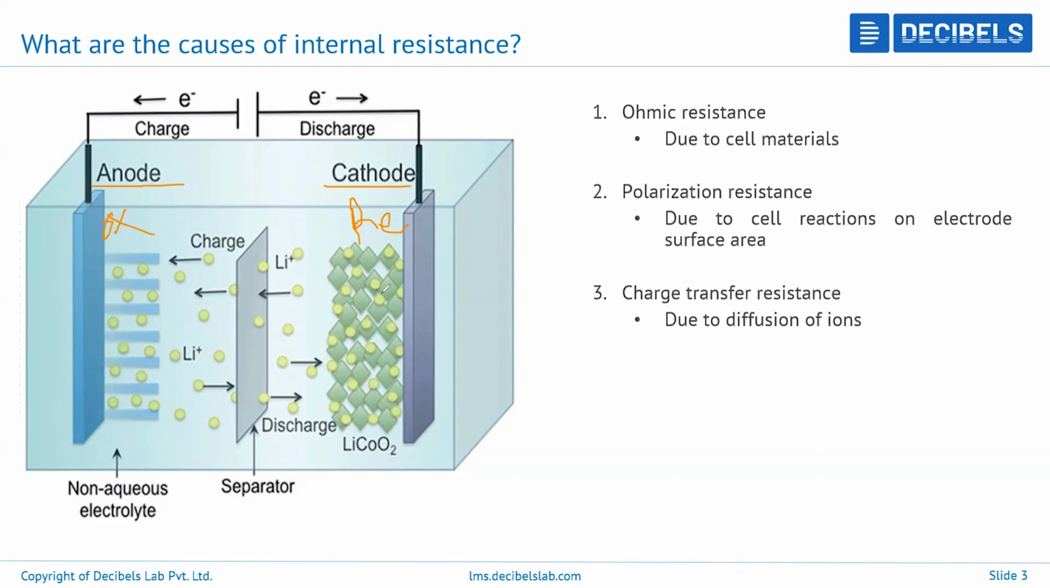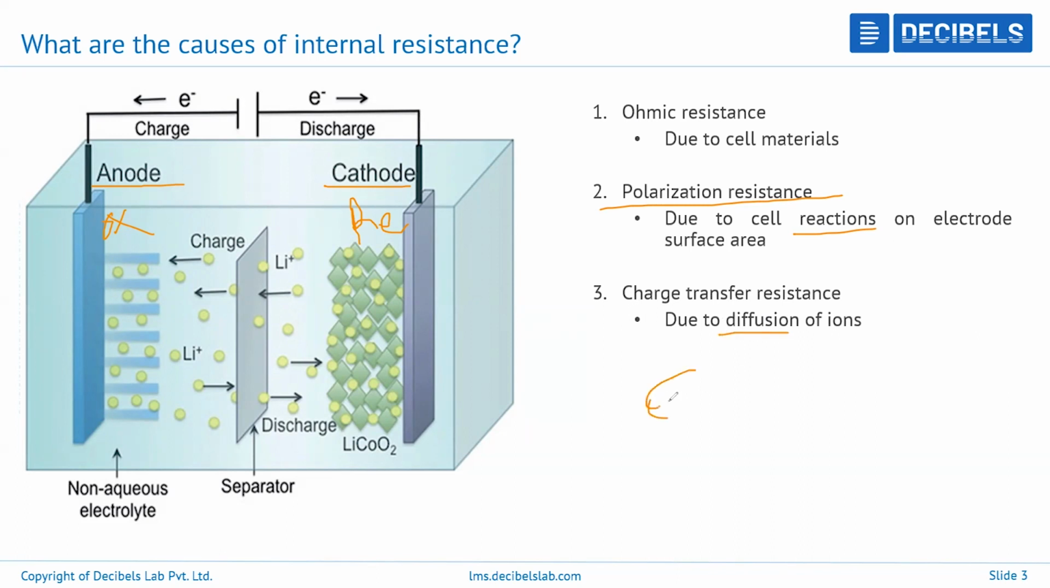The reactions themselves on the surface will cause some amount of losses. How that happens is that the material itself will consume some amount of ions. Those small numbers of ions that are consumed there, or are delayed in terms of getting activated inside, will cause something called polarization resistance. This is because of the reactions on the surface. Then we have the third type, which is called diffusion.